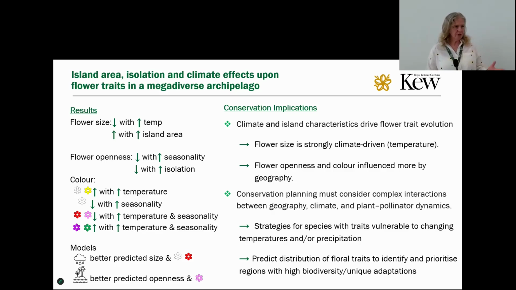So although it's a bit of a complex picture, we can conclude from this study that climate, island area, and isolation shape floral trait distributions. Conservation planning must then consider the complex interactions, which it usually does anyway. But the relationships between flower traits and climate gradients provide insight into how plant species may adapt to climate change. Strategies for vulnerable species can be developed, and by predicting the distribution of floral traits, regions with high biodiversity or unique adaptations can be prioritized for conservation, ensuring the protection of species with traits critical to ecosystem resilience.